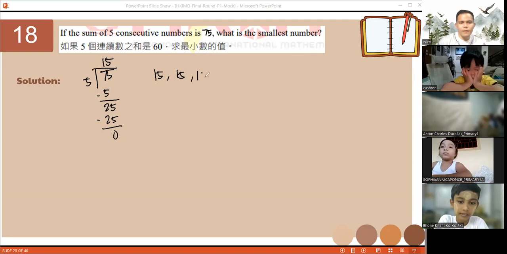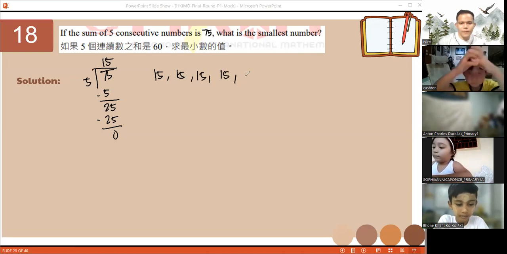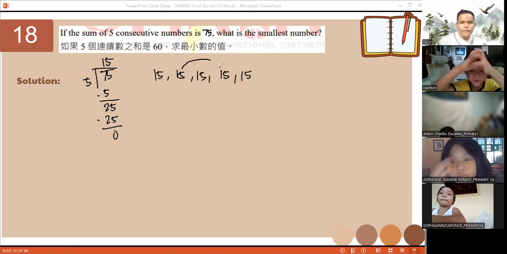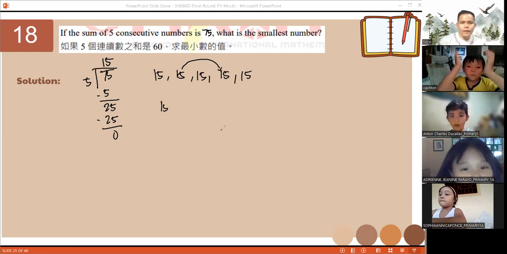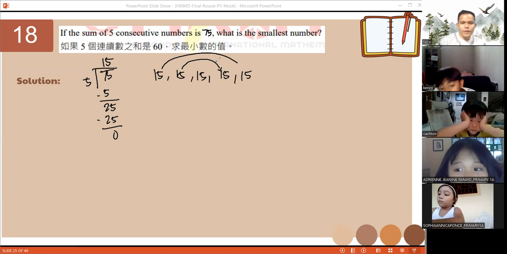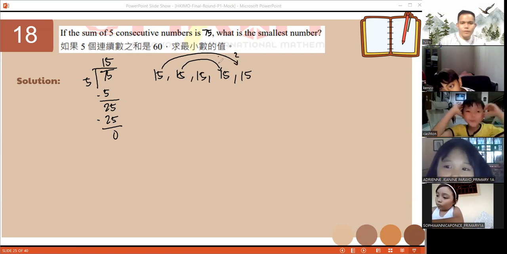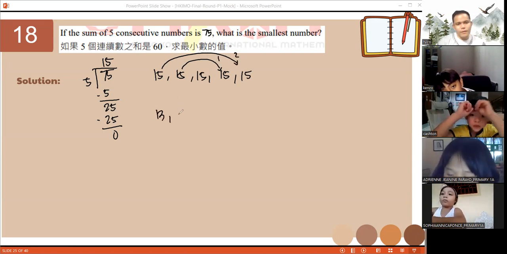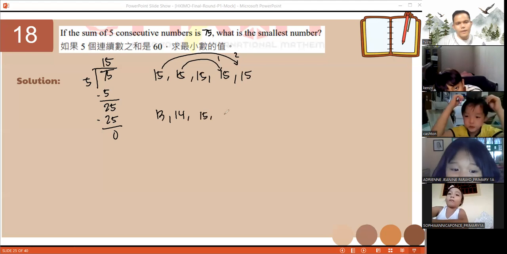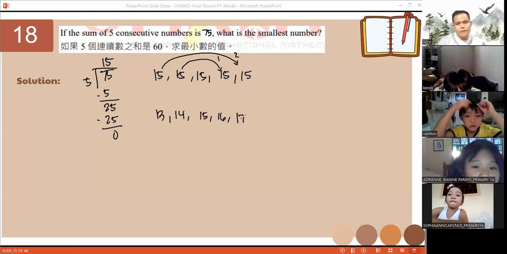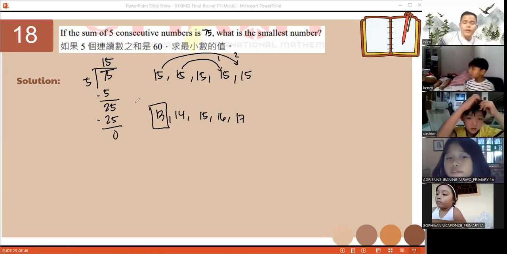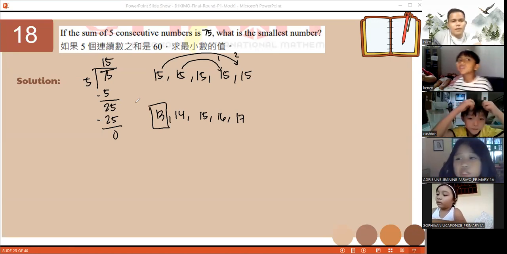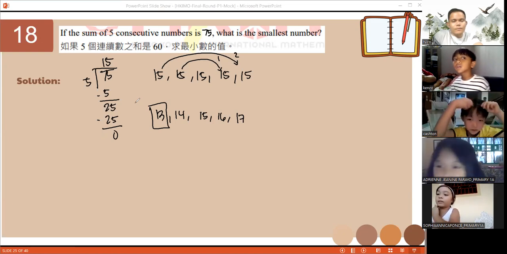Let's say 15, 15, 15, 15, 15. You transfer 1 here, it becomes 16. And then you transfer 2 here. Right? So this is 13, 14, 15, 16, 17. So the smallest number here is 13. Okay, it's asking for the smallest. Understood?